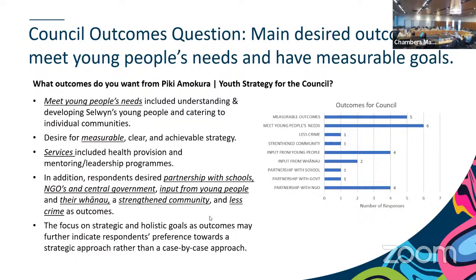In addition to these two main goals, you also requested you wanted services, which again included health provision, mentoring and leadership programs. And also you wanted partnership with schools, NGOs and central government, input from young people and their whānau, a strengthened community and less crime. The focus on the strategic and holistic goals in this outcomes question may further indicate that you have a preference towards a strategic approach rather than a case-by-case approach.